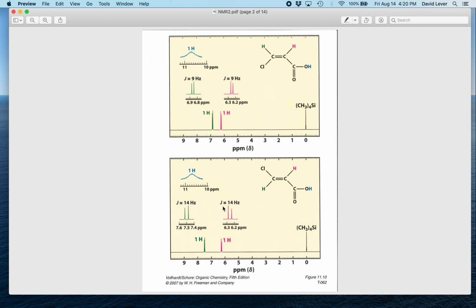We've got a very similar looking spectrum for the E isomer, but now the coupling constant is typically between 12 and 16 Hertz, so we're seeing a coupling constant of 14 Hertz. Very, very similar, but the larger coupling constant tells us that this is the trans isomer versus the cis isomer. The carboxylic acid function is in about the same place either way, and the chemical shifts are not dramatically different, although this hydrogen is a little bit further downfield because of its greater proximity to the carbonyl group.